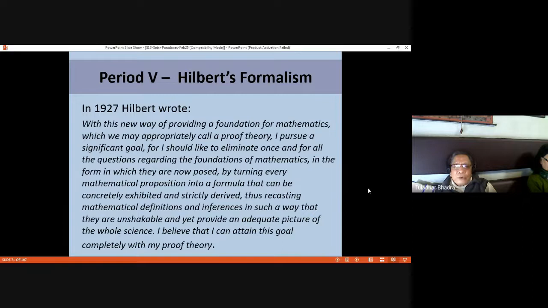So, in 1927, Hilbert wrote, with this new way of providing a foundation for mathematics, which we may appropriately call a proof theory, I pursue a significant goal, for I should like to eliminate once and for all the questions regarding the foundation of mathematics, in the form in which they are now posed, by turning every mathematical proposition into a formula that can be concretely exhibited and strictly derived, thus recasting mathematical definitions and inferences in such a way that they are unshakable and yet provide an adequate picture of the whole science. I believe that I can attain this goal completely with my proof theory. So that's what Hilbert wrote in 1927.